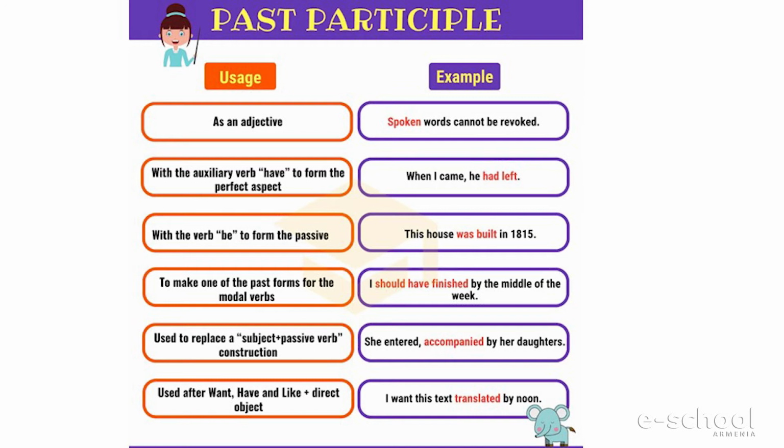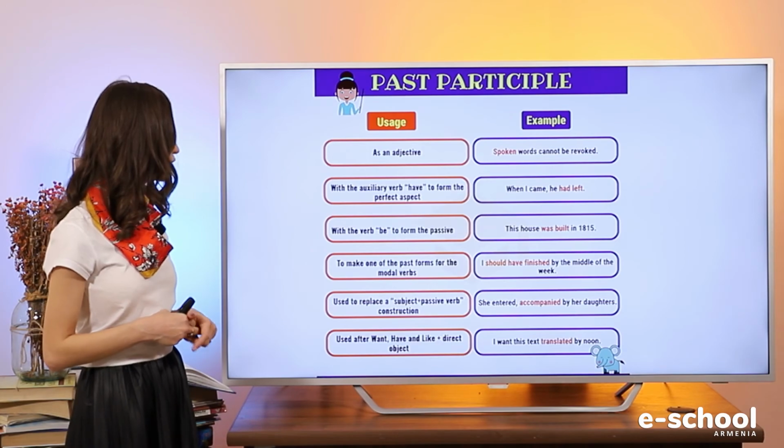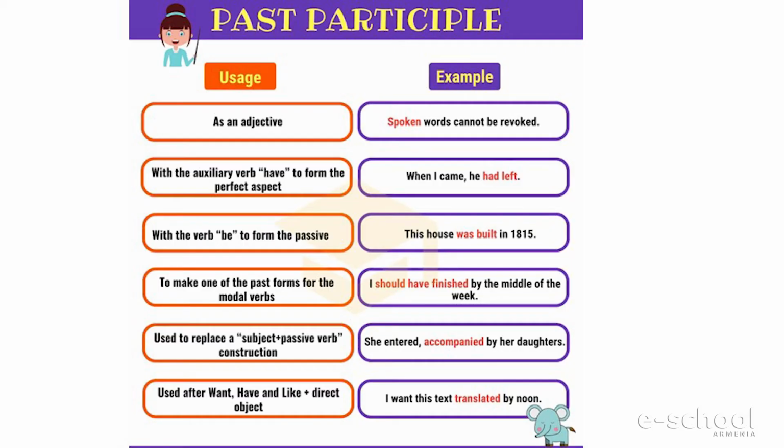To make one of the past forms of the modal verbs, I should have finished by the middle of the week. Used to replace a subject plus passive verb construction. She entered, accompanied by her daughters. And it can be used after want, have, and like, plus direct object. I want this text translated by noon.